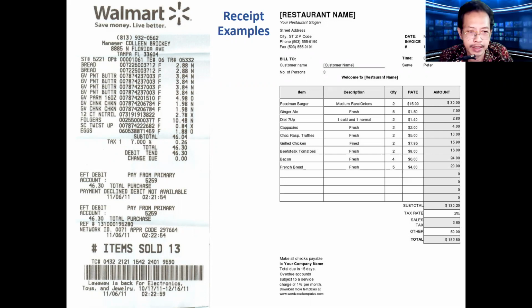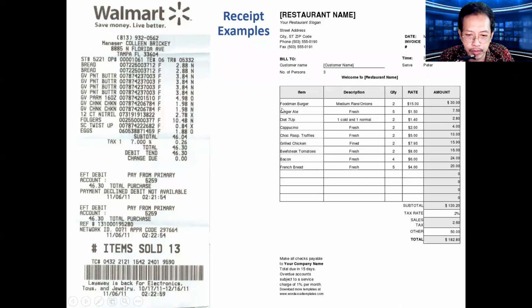out a receipt. So this is an example of a receipt from Walmart. This is a supermarket. Here, this is an example of a restaurant. So let's take a look at the restaurant first. Okay, this is the name of the restaurant. You have the address, you have the customer name, you have the date, you have the invoice number, time, and so on.